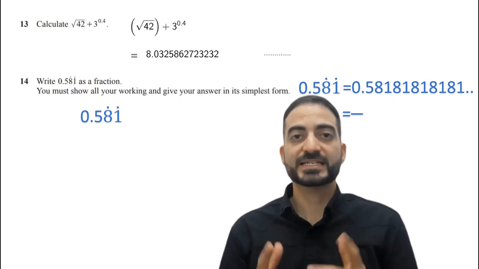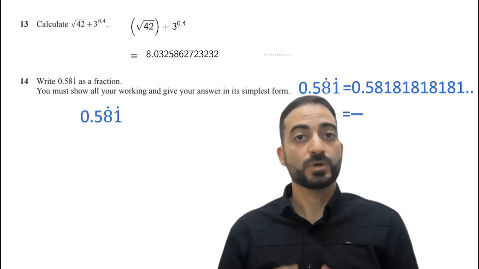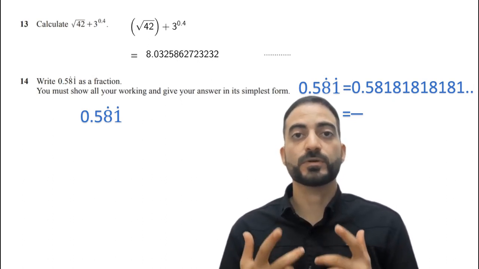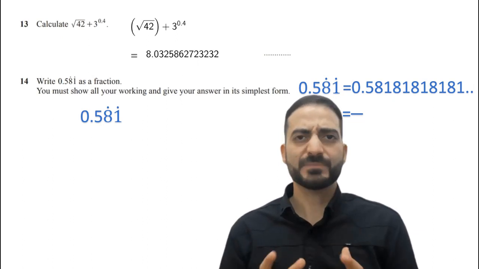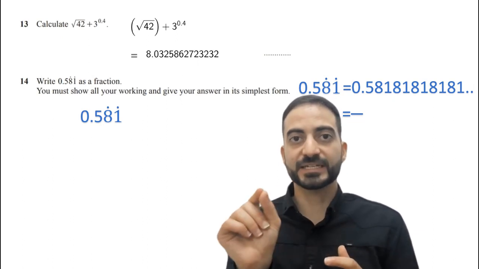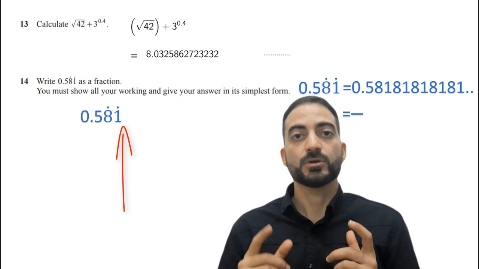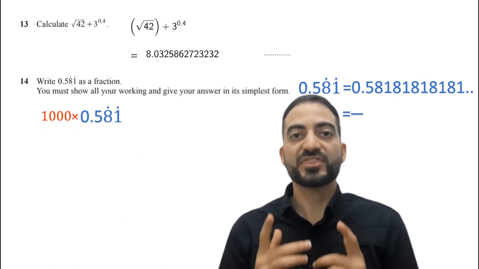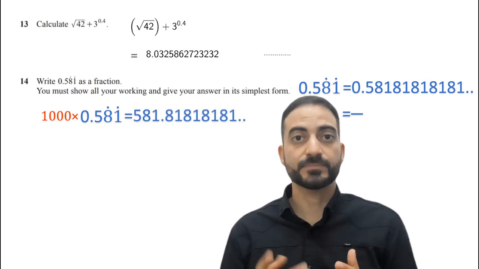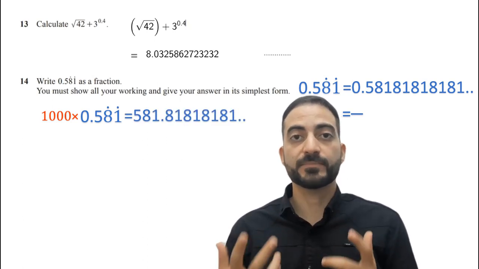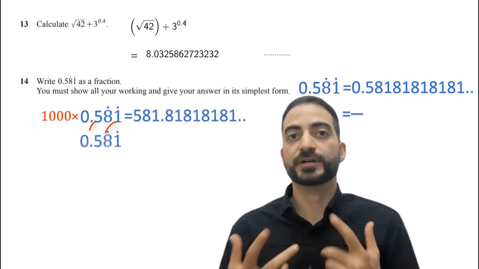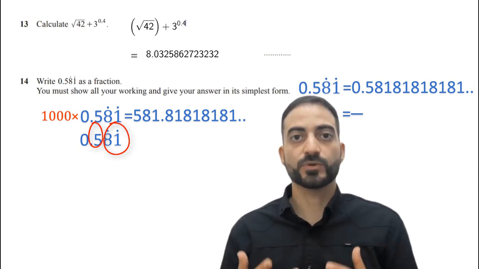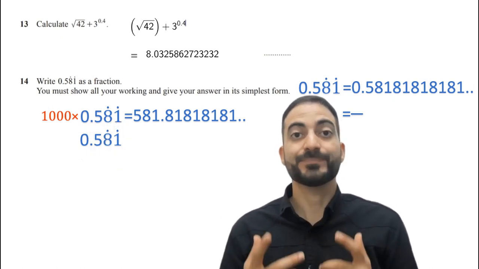In order to be able to convert this number, which is a recurring decimal number, into a fraction, we must follow these steps. First, we must obtain 0.581 without a point. I mean that we put the point here. And in order to do that, we must multiply it by 1000. The second step, we must also separate the numbers that are recurring and non-recurring. And in order to do that, we must multiply it by 10.